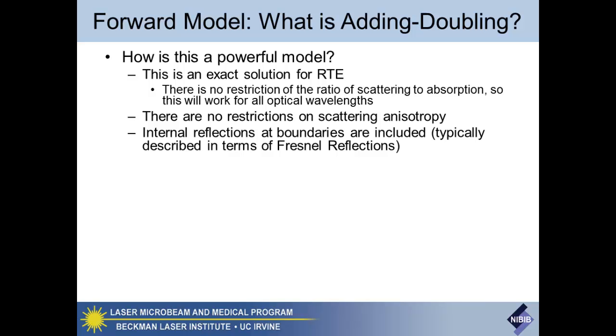There's no restrictions in your range of scattering anisotropy for this problem. And this also will account for internal reflections at boundaries. And again, there's always this issue of boundaries and index mismatching between air and tissue, or air, glass, tissue, and so on and so forth. And this model has been developed to actually account for that, typically in terms of Fresnel reflections.